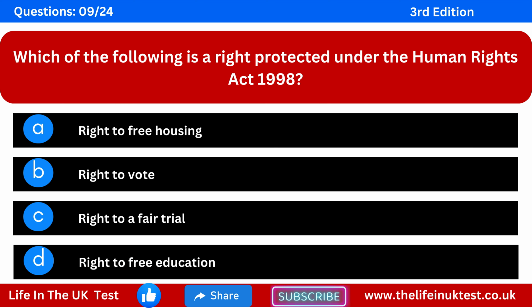Which of the following is a right protected under the Human Rights Act 1998? Option A, right to free housing. Option B, right to vote. Option C, right to a fair trial. Option D, right to free education.